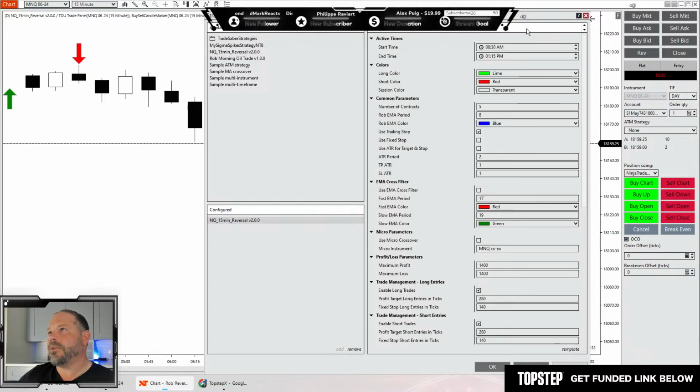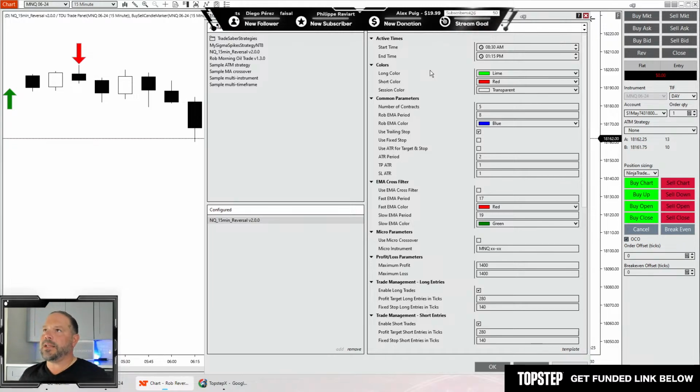All right. On the strategy, the first thing you're looking at is your start time and your end time. I trade the Rob reversal from 8:30 in the morning until 1:15 in the afternoon. Obviously, you make your adjustment for your time zone. If you're in Eastern, it would be 9:30 to 2:15. The next thing you want to adjust is the number of contracts. If you're going to trade the NQ with a 50K account, move that to one. If you've got a $100,000 eval, you could probably move that to two, maybe keep it at one.